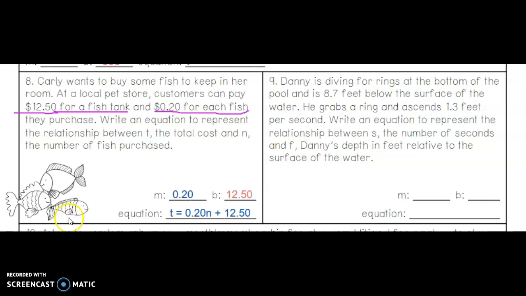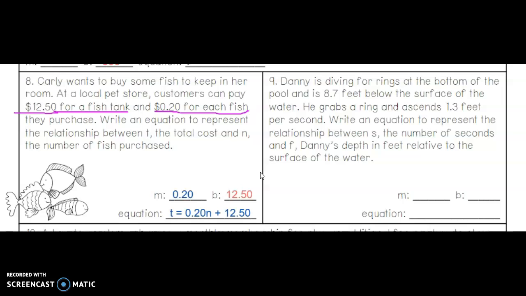Okay, so for slope, you should have gotten 20 cents because it is 20 cents for each fish. And your starting point where the graph is going to begin is the cost for a fish tank, which is $12.50. Now, when writing your equations, if you have y and x, I want you to erase those. Your instructions were to write an equation to represent the relationship between T, the total cost, which is your output, your y, and N, the number of fish purchased. So your equation should read T equals 0.20N plus $12.50.